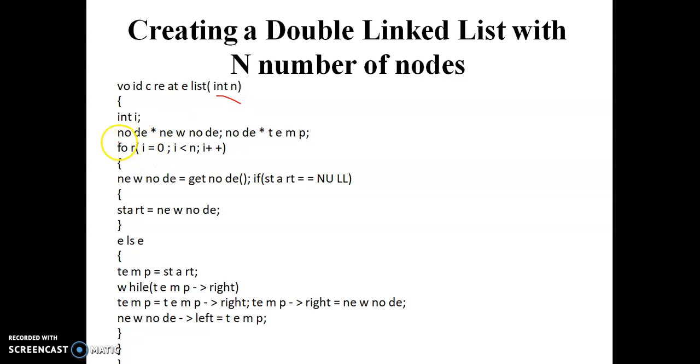Now we can create a new node variable, asterisk new node. And we are creating one temp variable to store the temporary nodes. Here is the for loop which repeats from 0 to n, i plus plus. Now we are getting a node from the get node function. It allocates a memory space for each and every node, assigns the values for the left and right pointers, assigns the value for the data variable, and that node is returned to the new node variable.